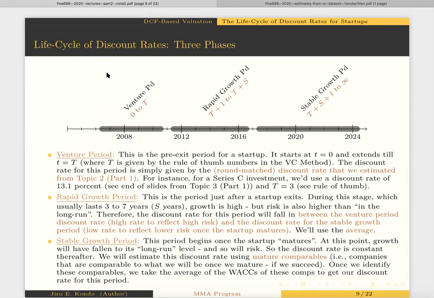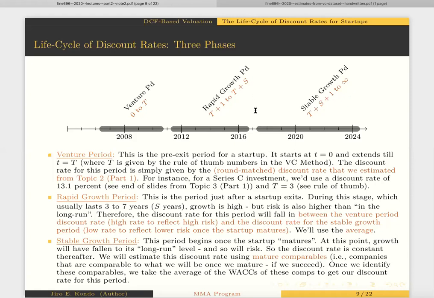So we have this most risky period, the venture period, and then the discount rate will fall a little bit to another level during this rapid growth post-exit period. We'll assume the post-exit rapid growth period starts after time T. So it first applies between time T and T plus 1, and it lasts until time T plus S. And then we'll assume that after this rapid growth period ends, the company has matured, has more stable growth prospects, and kind of reaches more of an industry average discount rate that's then likely to stay stable over time.